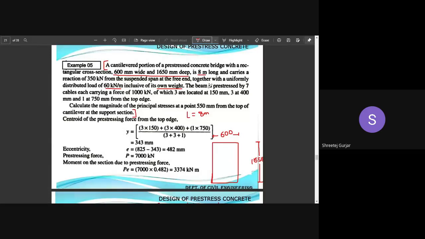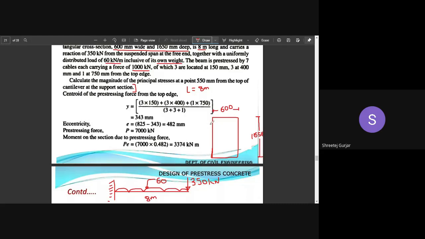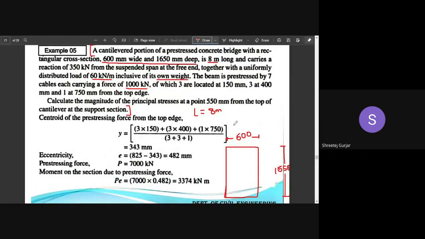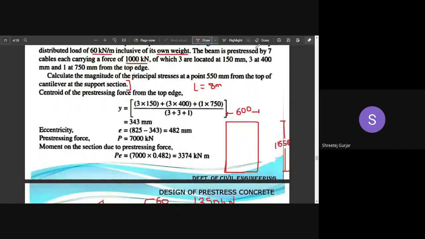Moving on. The beam is pre-stressed by 7 cables. Okay, it has 7 cables, each carrying a force of 1000 kilonewton, of which 3 are located at 150 mm and 3 are located at 400 mm and 1 at 750 mm from the top edge. Okay, so now we will try to draw based on this data. From the top edge, the first 3 cables are located at 150 mm from the top edge.